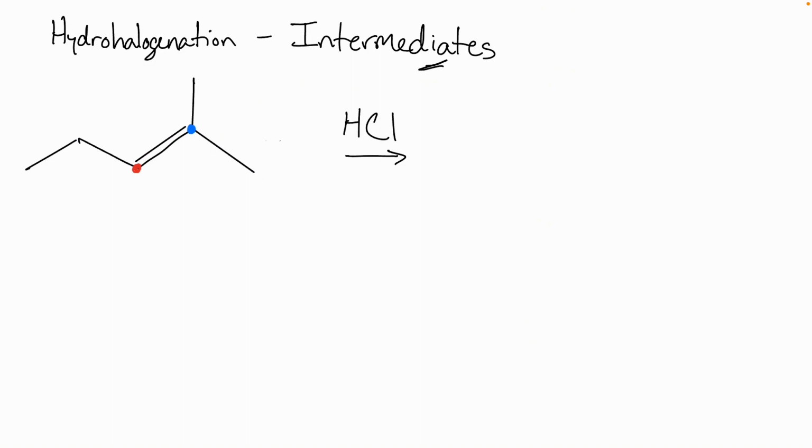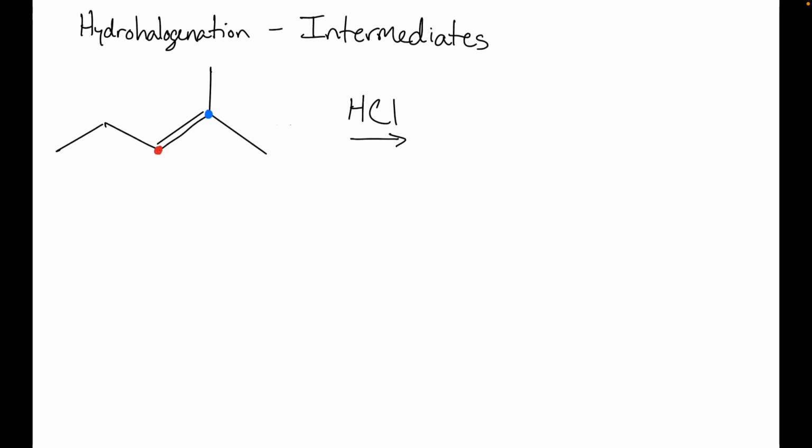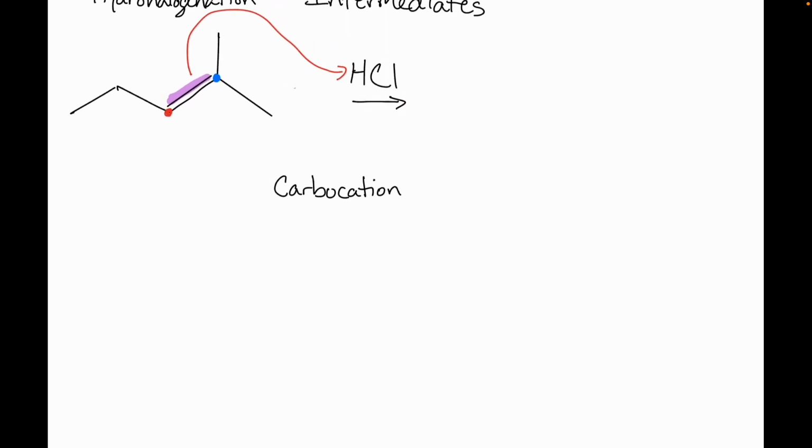Anyways, whatever, doesn't matter. Anyway, we're talking about the intermediates of this reaction here, all right? And so what happens is actually this double bond kind of reaches out and grabs this hydrogen first, and that forms what we call a carbocation intermediate. Okay? Carbocation. What does that word cation mean? Positive charge, exactly. So this is going to be a carbon with a positive charge.